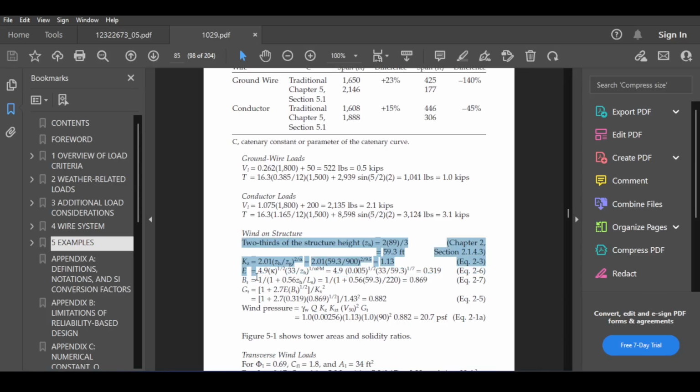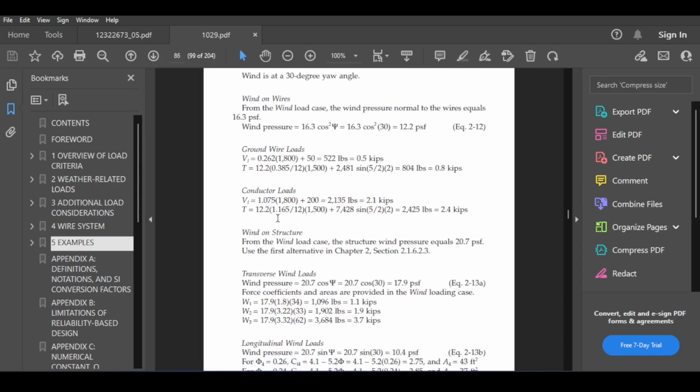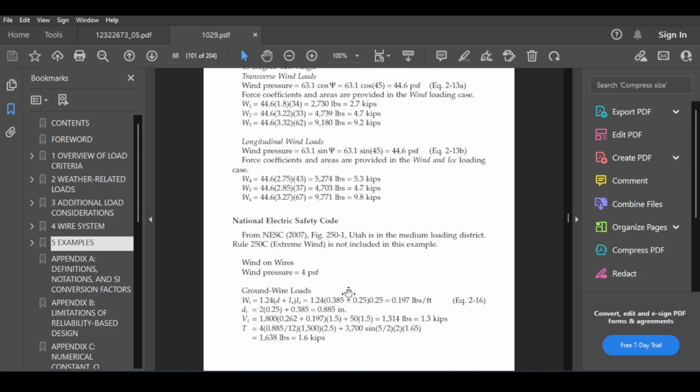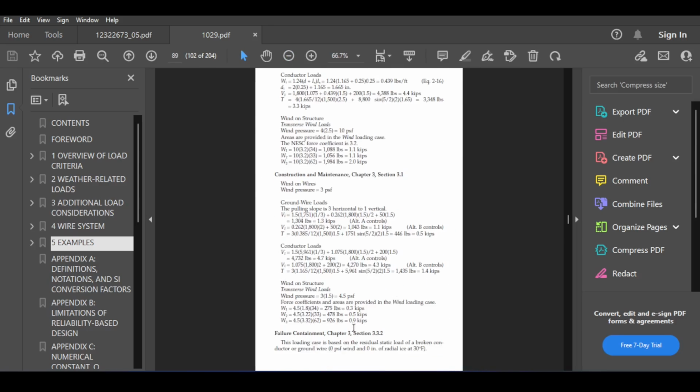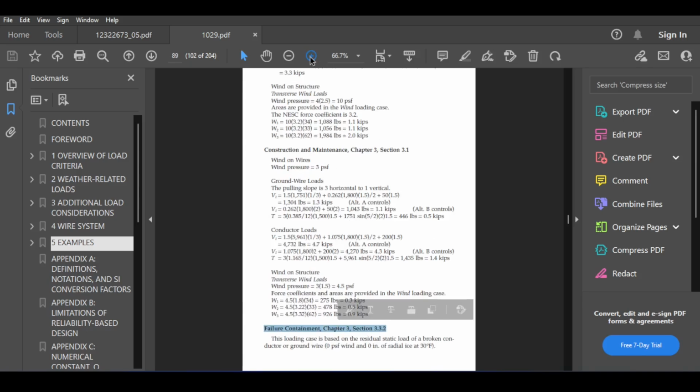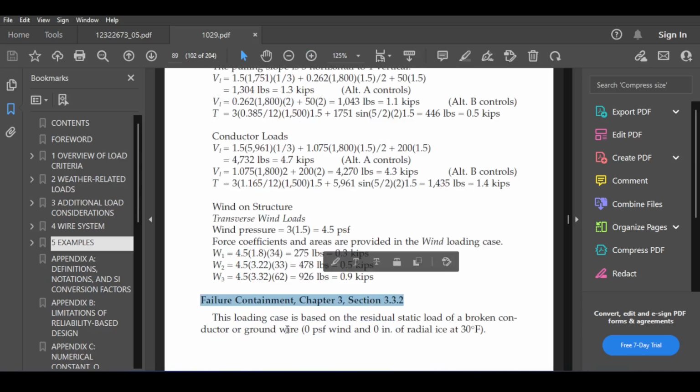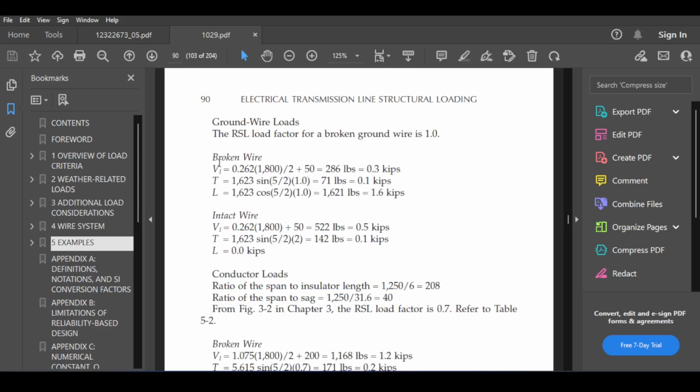This is what I will leave for you. And there is also the failure containment load. Let me just quickly check that, because he calculates all kinds of cases. So I'm trying to find the failure containment load here. Yeah, there we go. This is the failure containment load. He starts with this, and he says, well, we have a broken conductor, and a broken conductor means there is nothing with regard to wind and radial ice. So he starts by this.